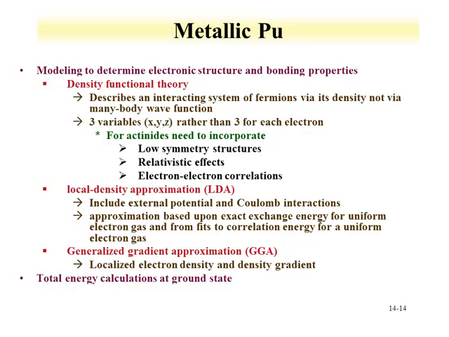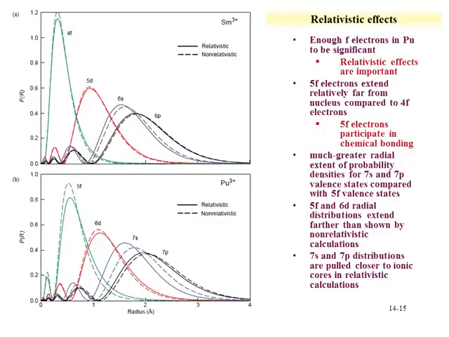These use localized electron density and density gradients. All these terms are often employed if you read papers related to density functional theory, DFT computations involving the actinides. These terms will be used. The computations are used to calculate energies at the ground state and can be compared with different configurations to identify those ground states which should be the most stable. So plutonium has the right amount of F electrons for this chemistry to be significant.